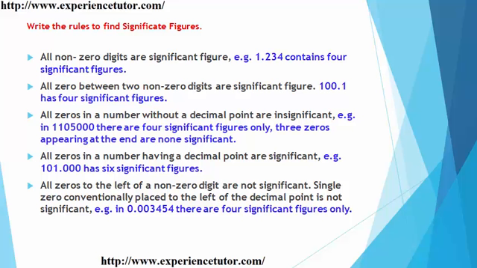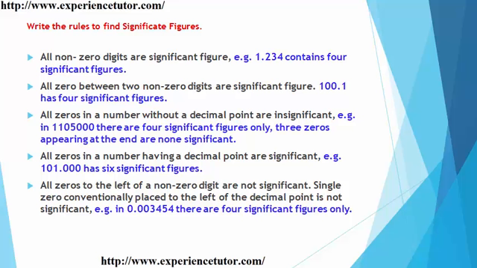Write the rules to find significant figures. Rule number 1. All non-zero digits are significant figures. Example, 1.234 contains 4 significant figures. Rule 2. All zeros between 2 non-zero digits are significant figures. Example, 100.1 has 4 significant figures.